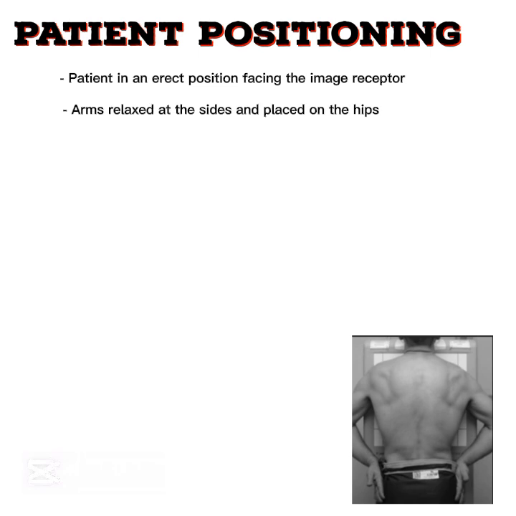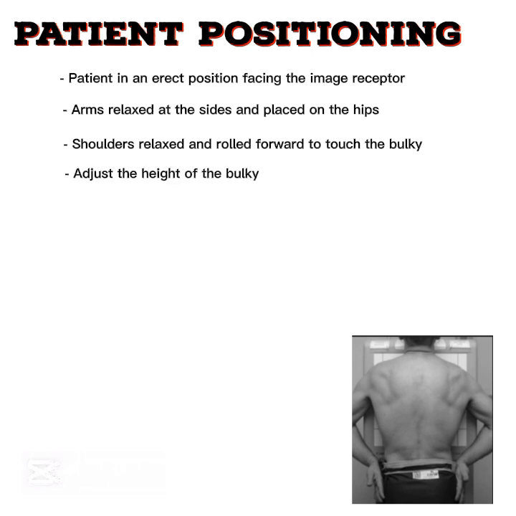The arms will be relaxed at the sides and placed on the hips. The shoulders will be relaxed and rolled forward to touch the bucky so that the scapula will be removed from the lung field. You adjust the height of the bucky so that the upper border of the image receptor will be 5 cm or 2 inches above the shoulders. You raise the chin and rest it on the bucky. So those are the things you need to take note of when it comes to patient positioning.